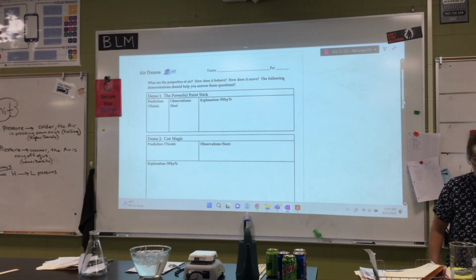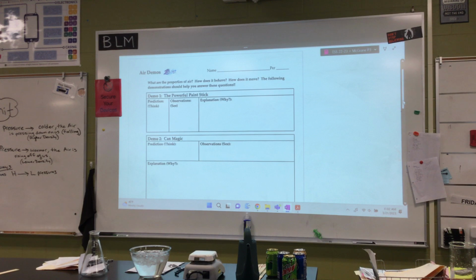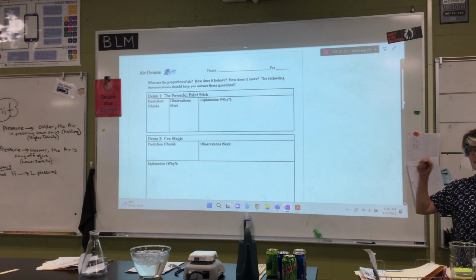Let's go ahead and look at what happened. All right, so we're going to talk about the why. Why did this happen? I've lost my notes, but that's okay. I've done this a bazillion times. First thing I need to know is, what's the invisible force that was pressing down on the paper?